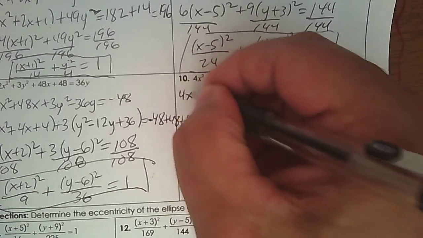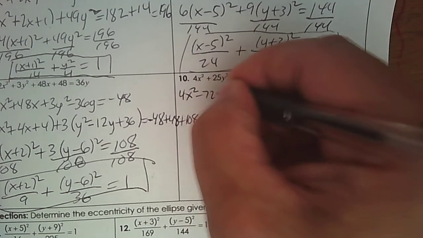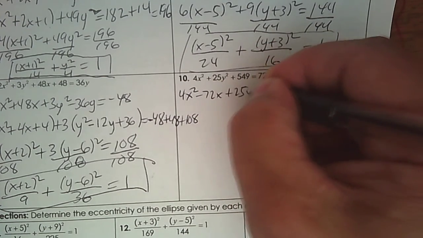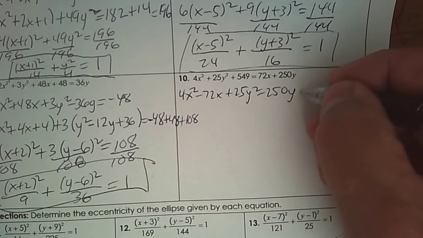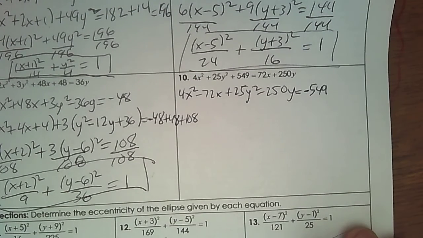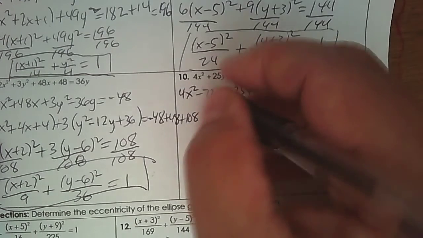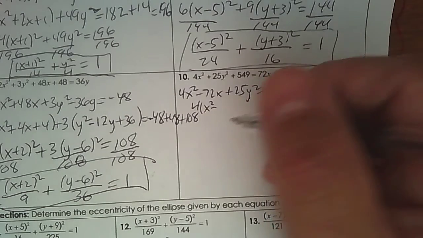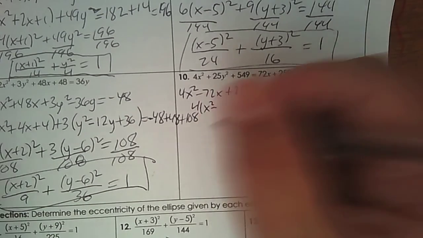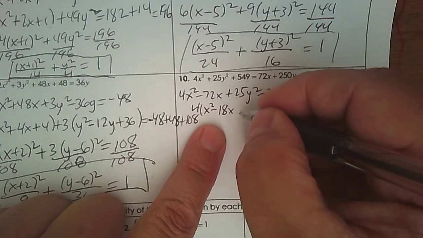Step 1. The x's need to be together. 4x squared, subtract 72x. 25y squared, subtract 250y. And that's going to be equal to negative 549 on the other side. Next, factor. So I'm going to factor out a 4. 4 goes into 72, 18. Divide by 2 and square it. That's 81.